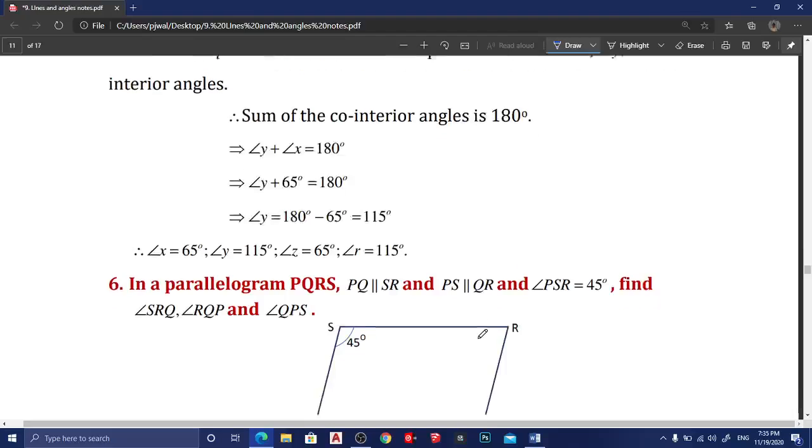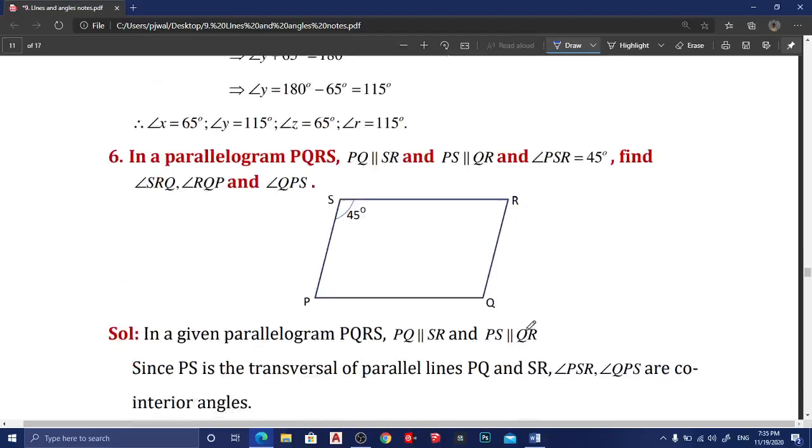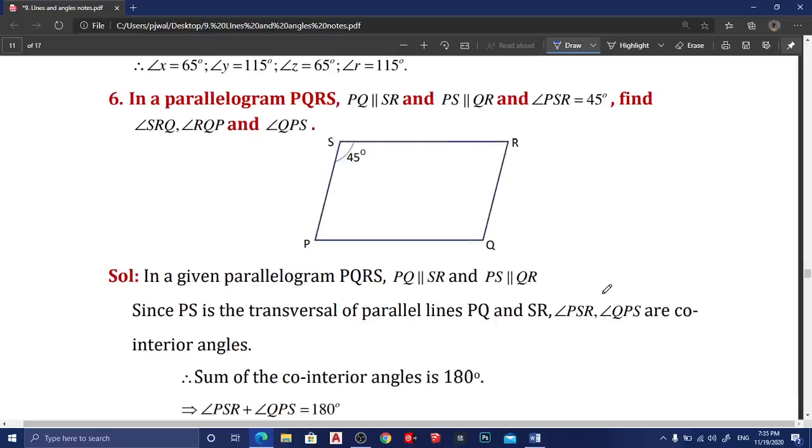So now the sixth problem. In a parallelogram PQRS, PQ is parallel to SR, and PS is parallel to QR, and angle PSR is given as 45 degrees. Then you have to find angle SRQ, which means this angle, angle RQP, which means this angle, and angle QPS, which means this angle. The remaining three angles you have to find out. One of the angles is given.